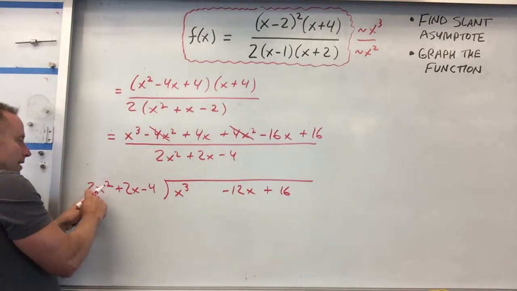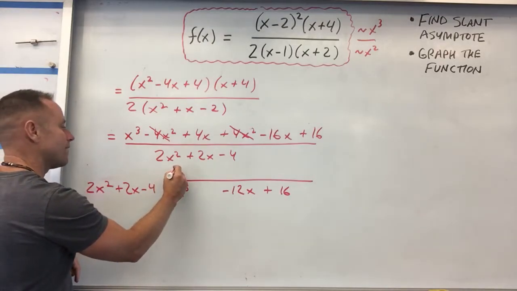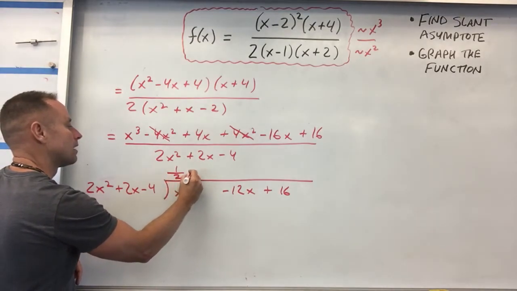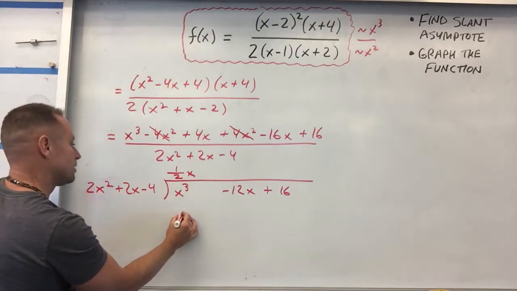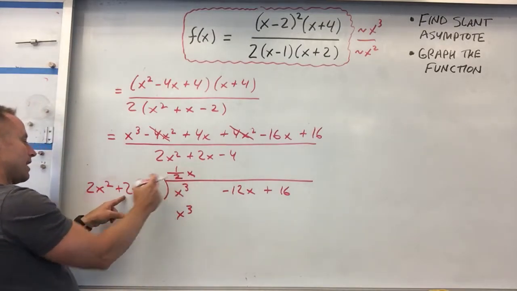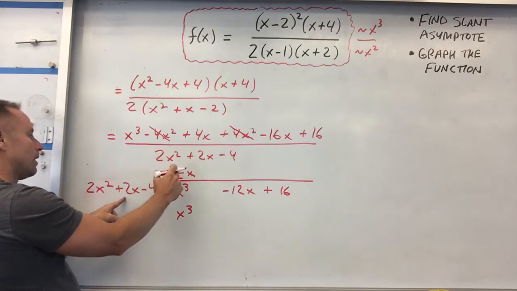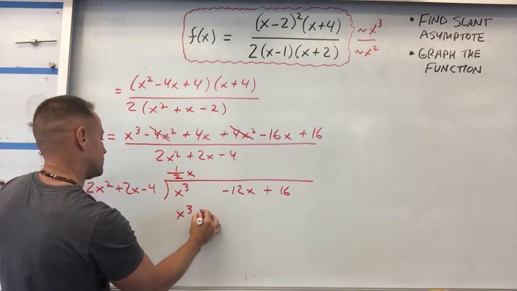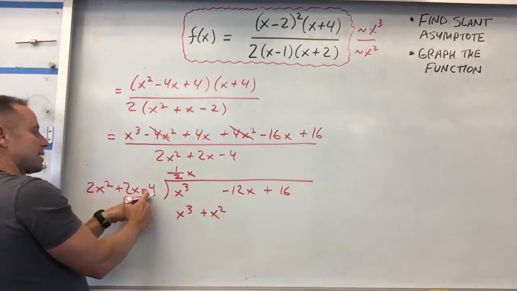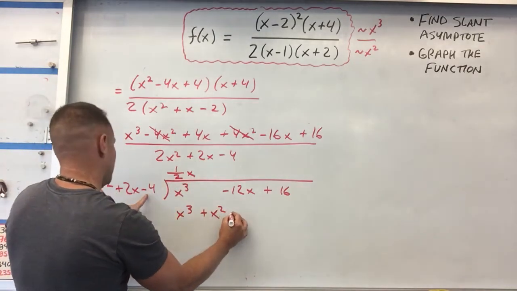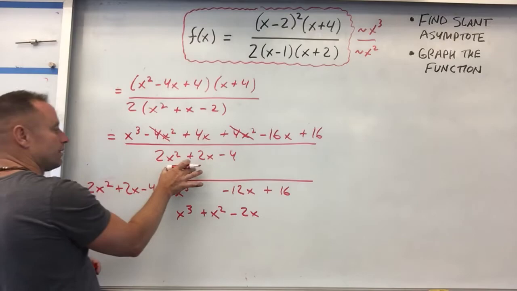So how many times does this go into here? Well, you can see that if you multiply this by 1/2 x, 1/2 x times this will give you x cubed. 1/2 x times 2x will give you 1x squared, so this is going to be plus x squared. And then 1/2 x times minus 4 will give you a minus 2x. So we've got the first term here.